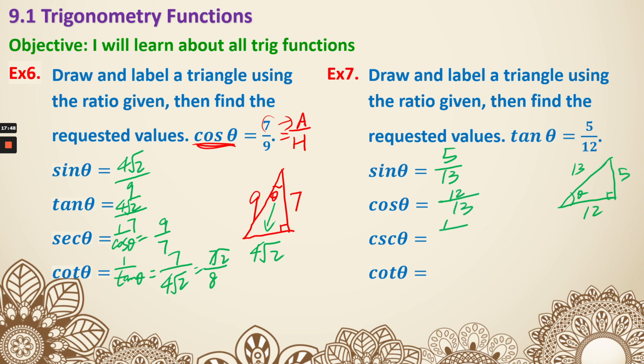Cosecant is actually 1 over sine, flip it, 13 over 5. Cotangent is 1 over tangent, which is the reciprocal of tangent, so in that case, 12 over 5. Last thing.